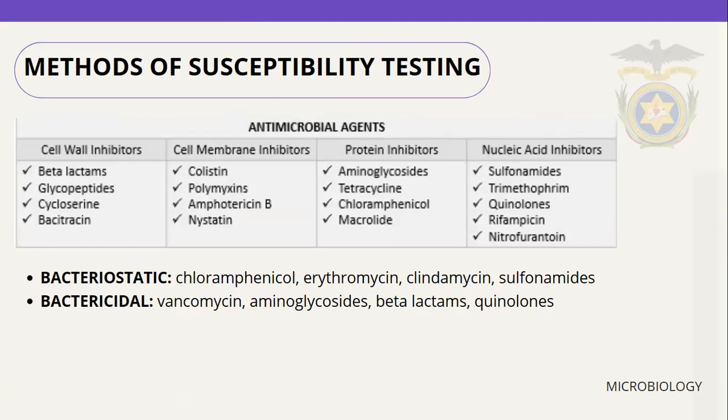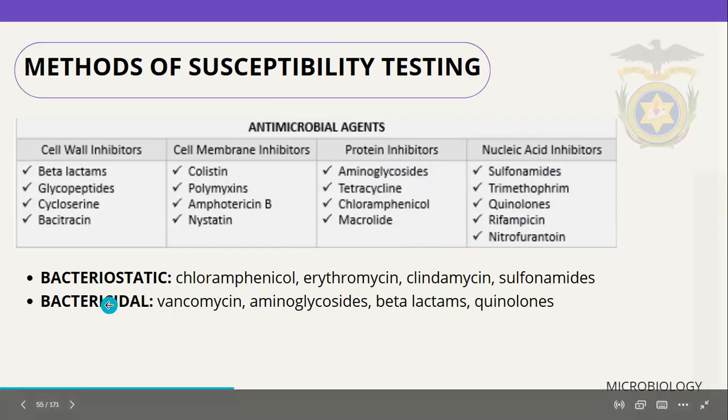agents and their uses. So the first one, we have our cell wall inhibitors. You can see there we have beta lactams, glycopeptides, cycloserine, and bacitracin. Our cell membrane inhibitors, we have colistin, polymyxins, amphotericin B, and nystatin. Our protein inhibitors, we have aminoglycosides, tetracycline, chloramphenicol, and macrolides. And our nucleic acid inhibitors, we have sulfonamides, trimethoprim, quinolones, rifampicin, and nitrofurantoin.